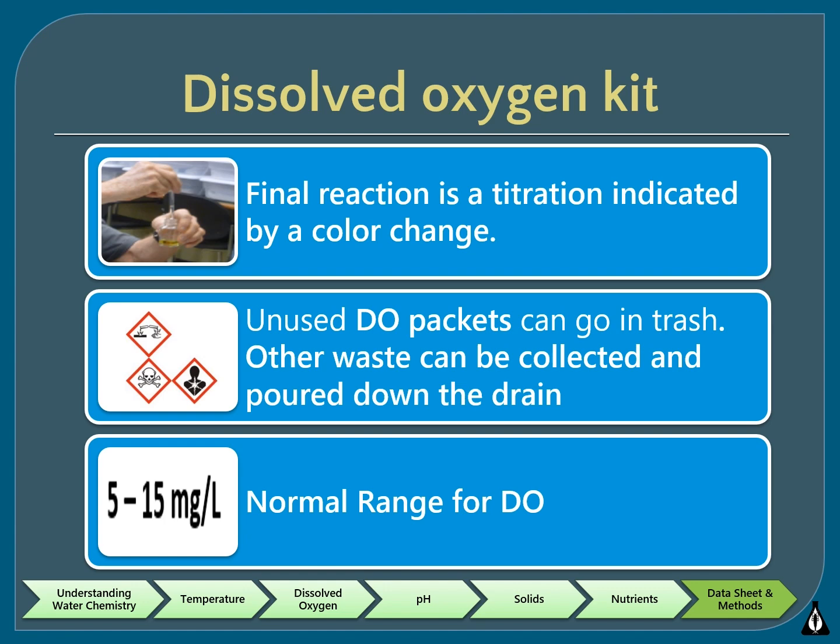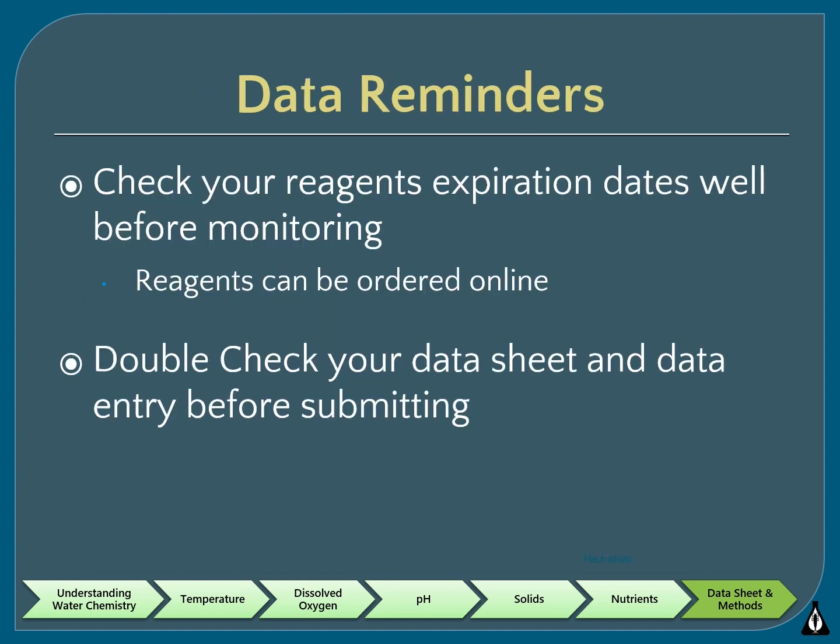Some things that you're going to want to do before you go out and monitor is to check and make sure that the reagents and the solutions that you have aren't going to be expired by the time you go out and monitor. You're going to want to do this well in advance because you'll have to reorder them online from our Stream Team website. Something else is you'll be submitting the data online, so you're going to want to double check your data sheet and make sure that your data looks good before you enter it.